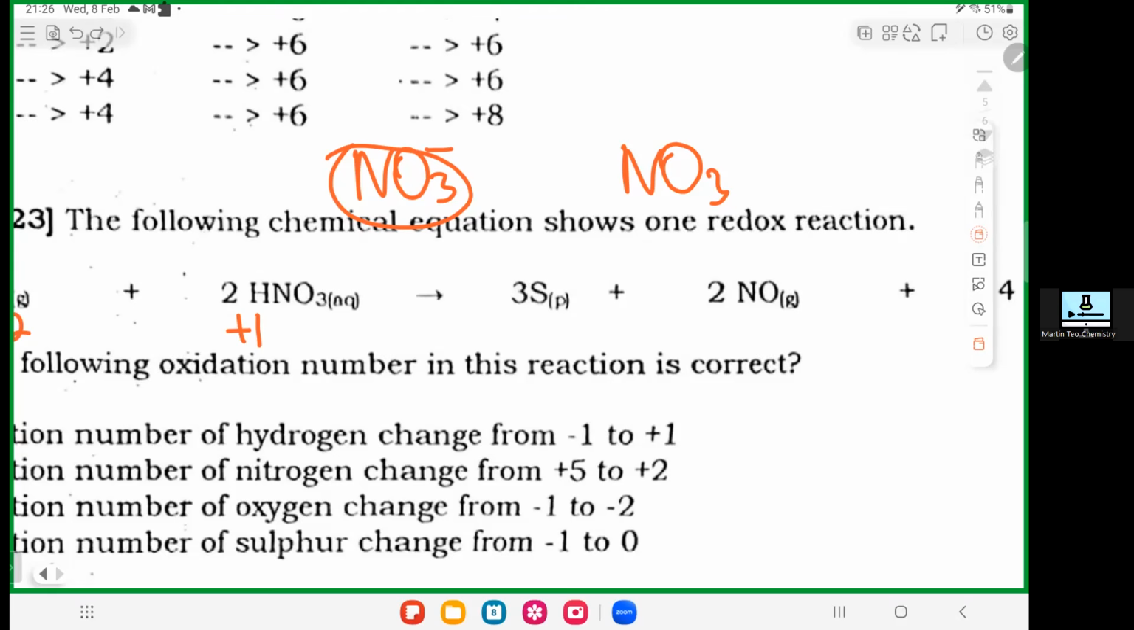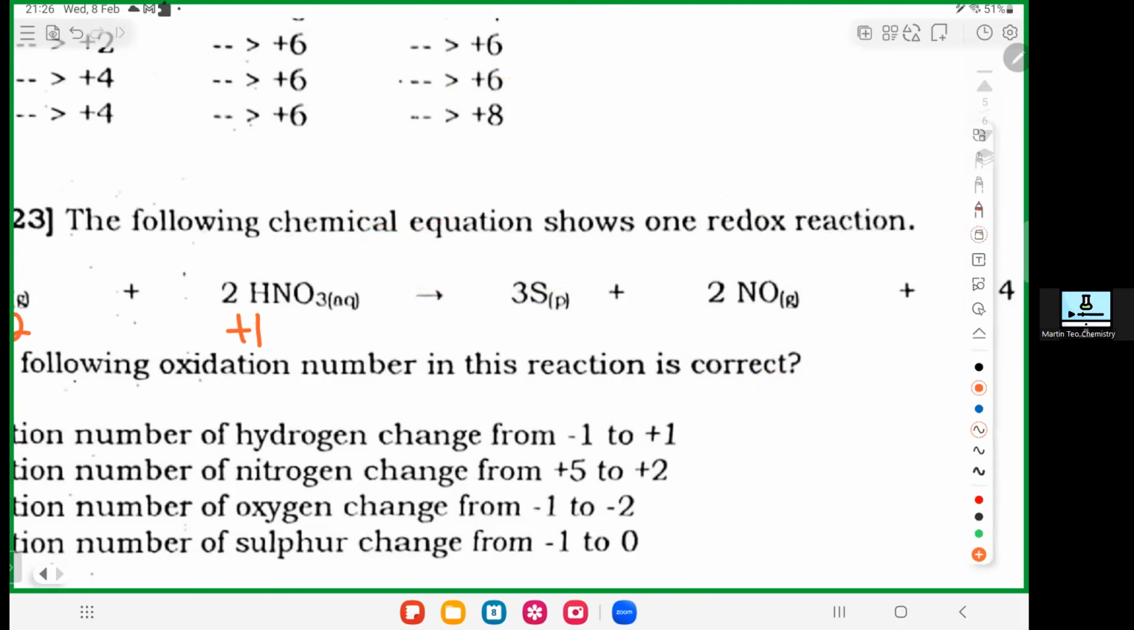Just ask. So you see, when the left-hand side has NO3 and the right-hand side has NO3, you don't need to find the oxidation number for N and O separately. But this is NO3 and this is NO. They're different, so you need to find the oxidation number for N and also O. So how do we find the oxidation number for N? Let's do it.